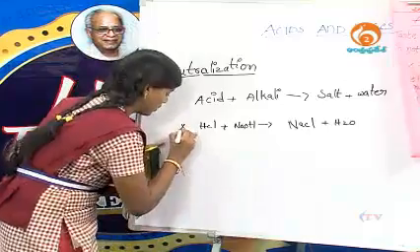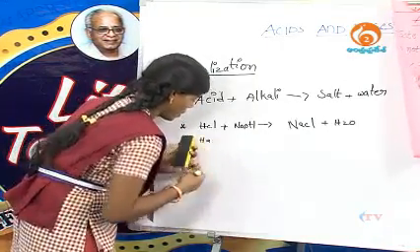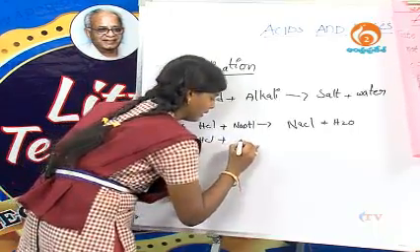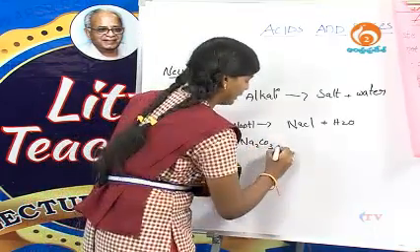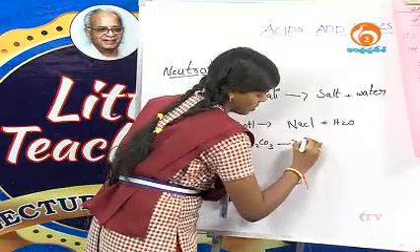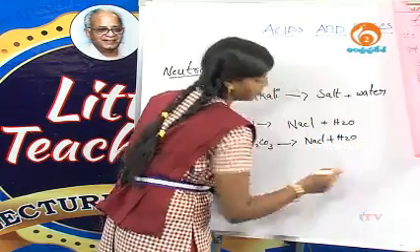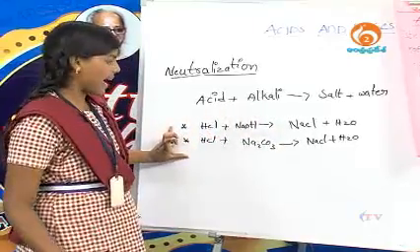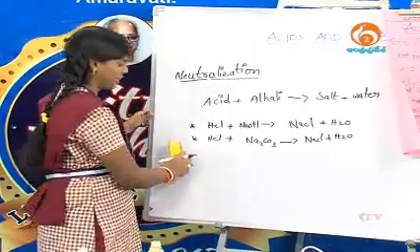I write the next example. We take again hydrochloric acid and sodium carbonate. It also gives sodium chloride and water. This is the product of neutralization reaction. These are the examples of neutralization reaction. Understand, friends? Next one.